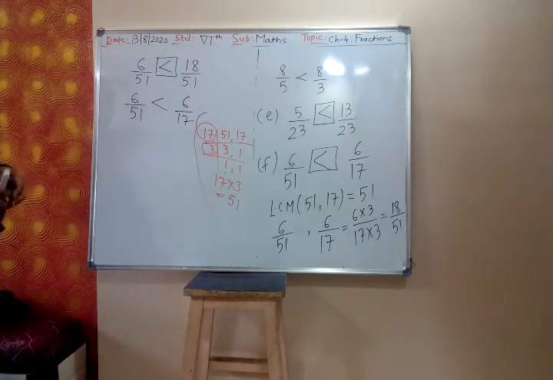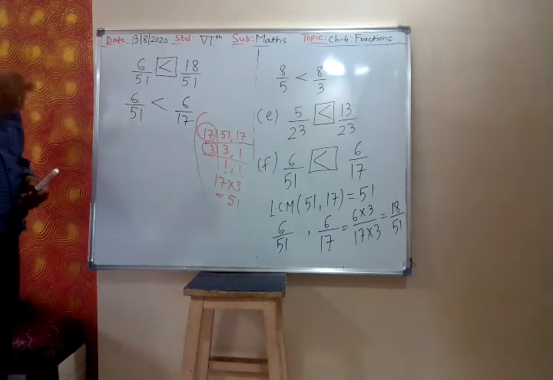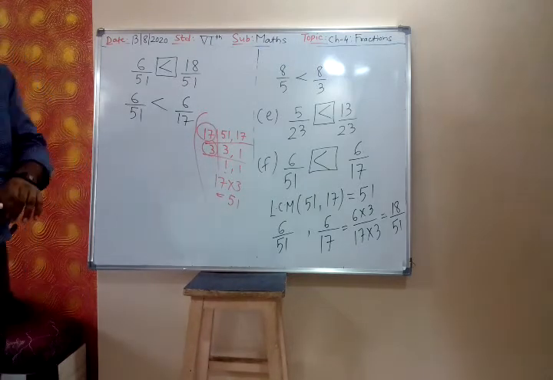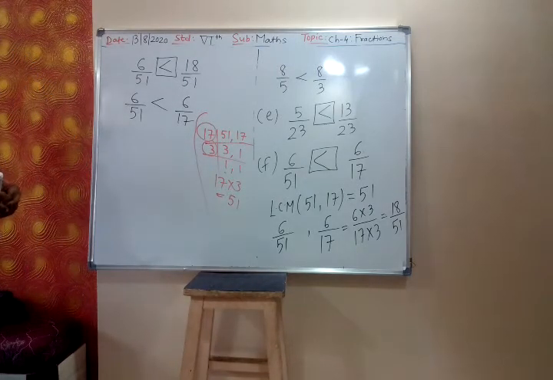So I have to make the denominator 51. So 6 upon 51, the denominator is already 51, so there is no need to multiply by any number. Then 6 upon 17, multiply and divide by 3.